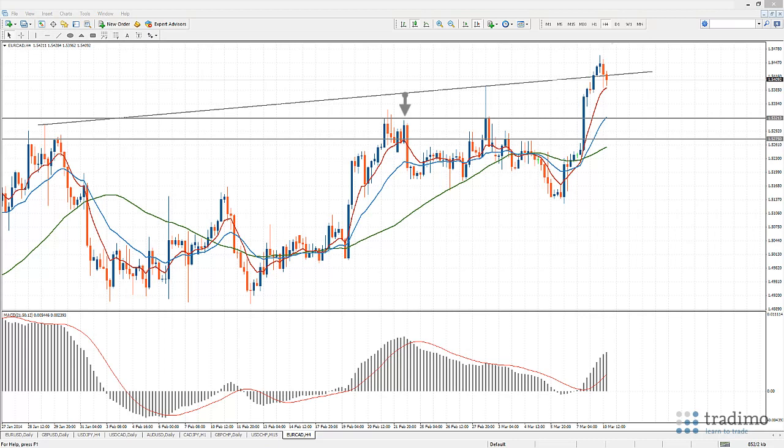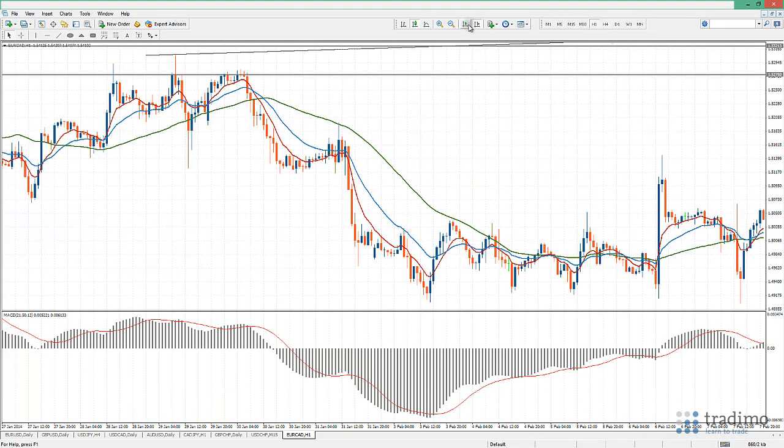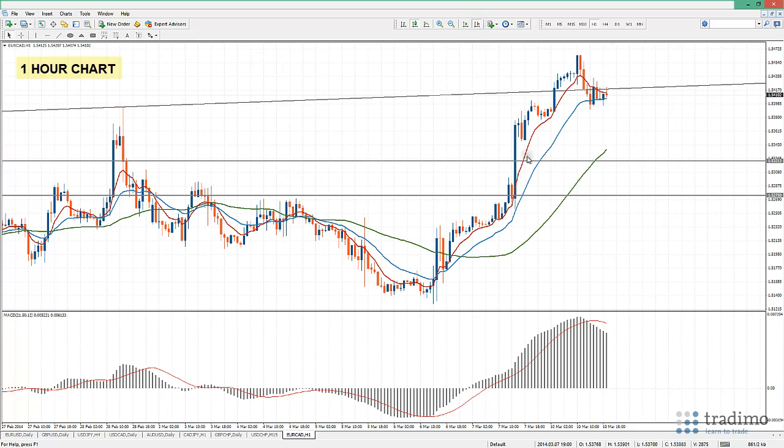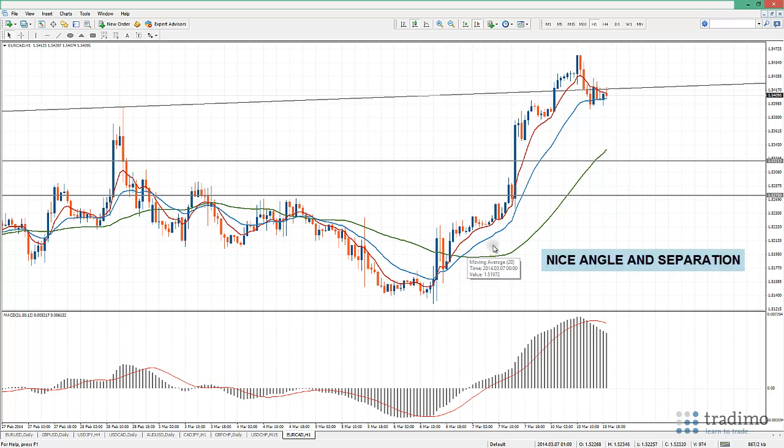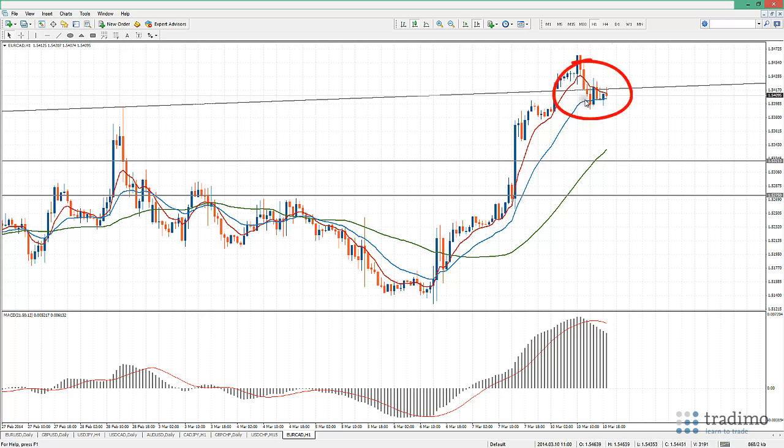Once we have finished doing a top down on the 4-hour chart, we can move to the hourly chart. And once again, we'll do the same thing. We'll start with the trend direction. See, the trend direction is up. Nice angle and separation for most of the move up. However, you'll see the moving averages now start to flatten out.